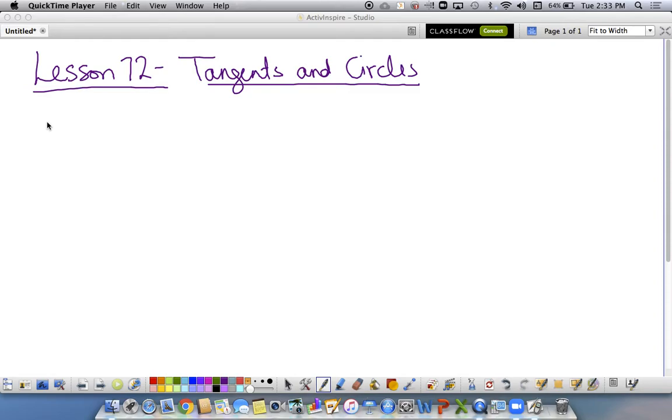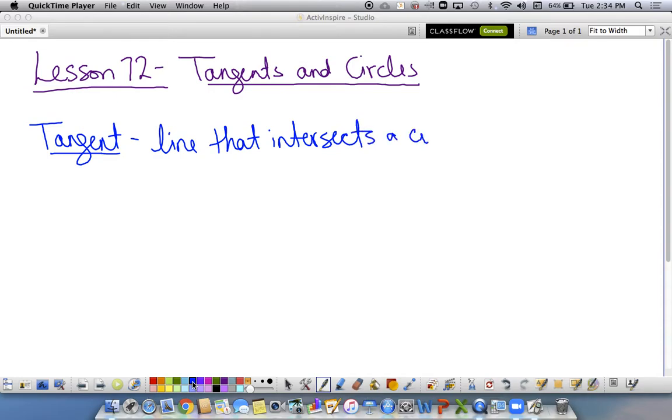So here we go, back to lesson 72. This is a part 2. So we need to review a little bit. What is a tangent? In geometry, a tangent is a line that intersects a circle at exactly 1 point. Do you remember what that point is called? I'm going to put a comma there, which is called the point of tangency.